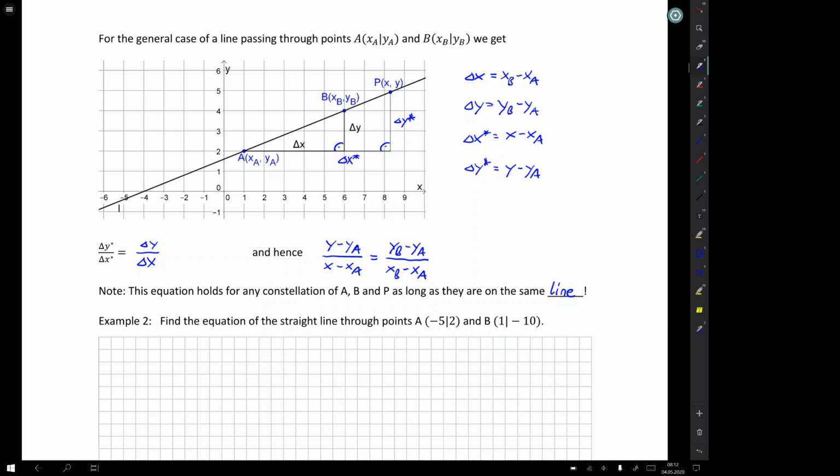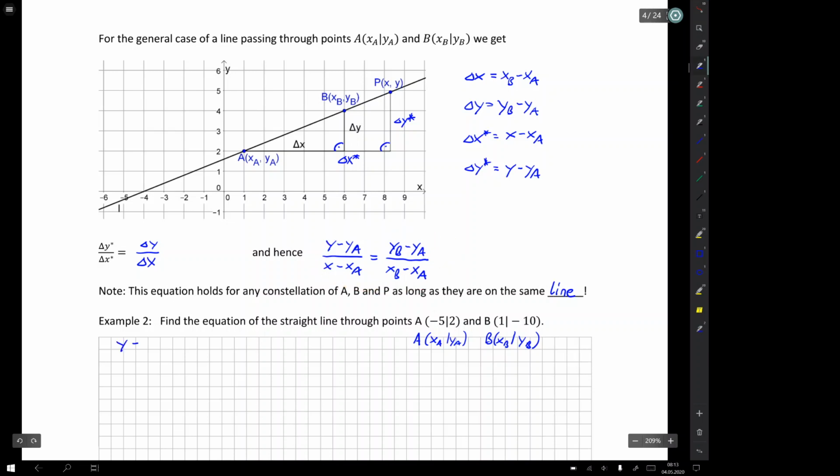Let's use what we found now to find the equation of the straight line passing through the points A (-5, 2) and B (1, -10). As a small help, let's write here A, XA, YA and B, XB, YB. So we see now immediately what is XA, what is YA, and so on. So using now this equation here, we can insert everything.